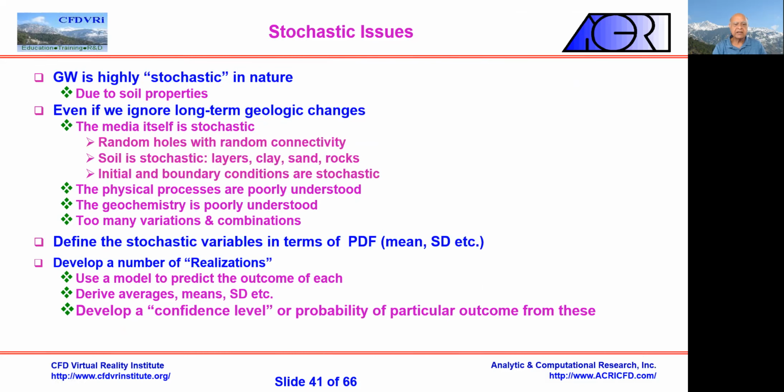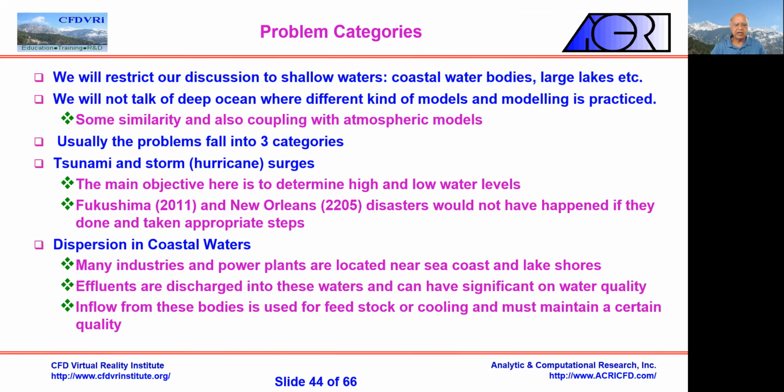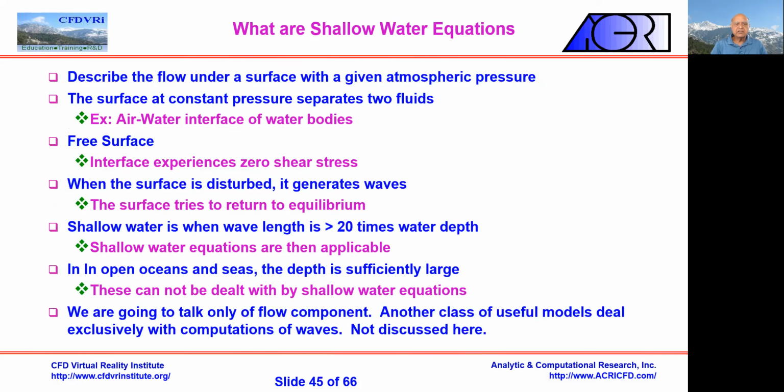And here we are again. So we must maintain a certain water quality both for the feedstock and for drinking. So what are shallow water equations? We already hinted at that in the governing equation section. These are the water equations that describe the flow under a surface under a given atmospheric pressure. The surface is assumed to be at constant pressure. It separates the air from the water, right? That's what happens in the ocean. That happens in coastal water bodies, right?